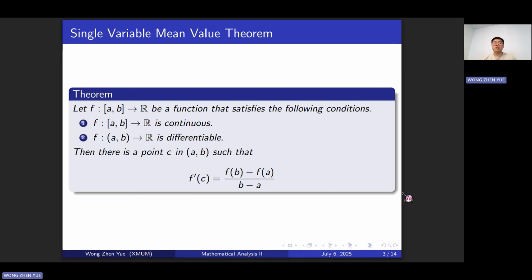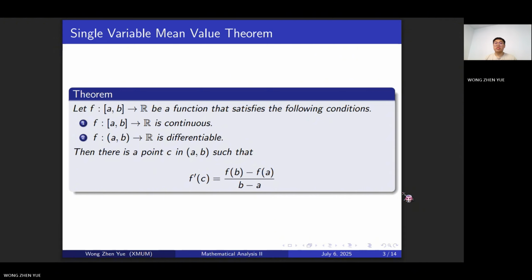So let's start from single variable function first. The single variable mean value theorem says: let the function f satisfy the following conditions, which is f is continuous and f is differentiable. Then there exists a point c in the open interval (a, b) such that f prime of c equals f of b minus f of a over b minus a.